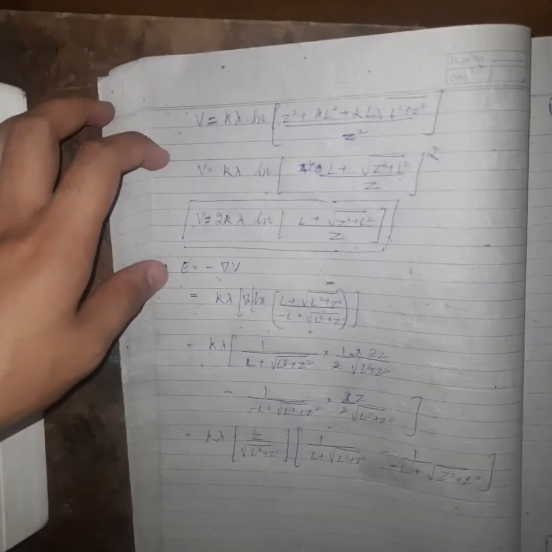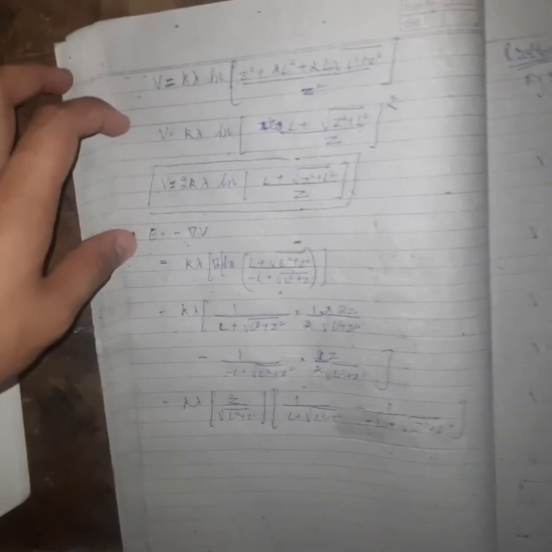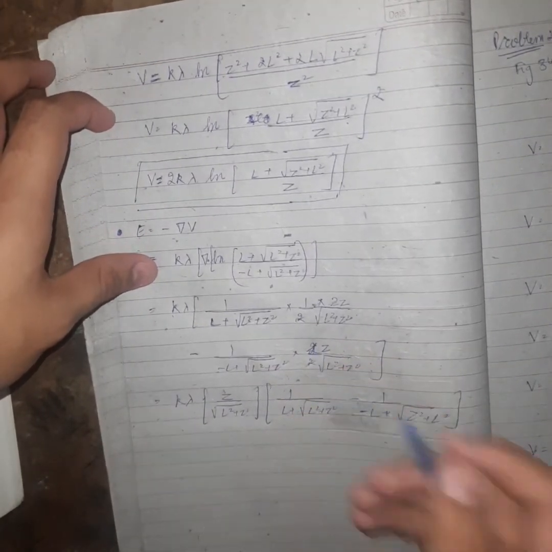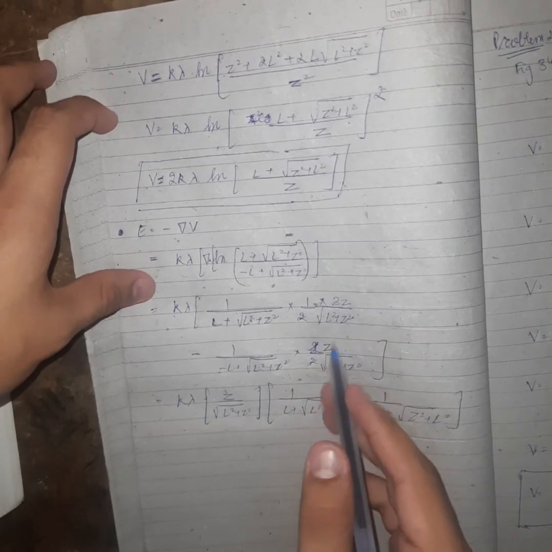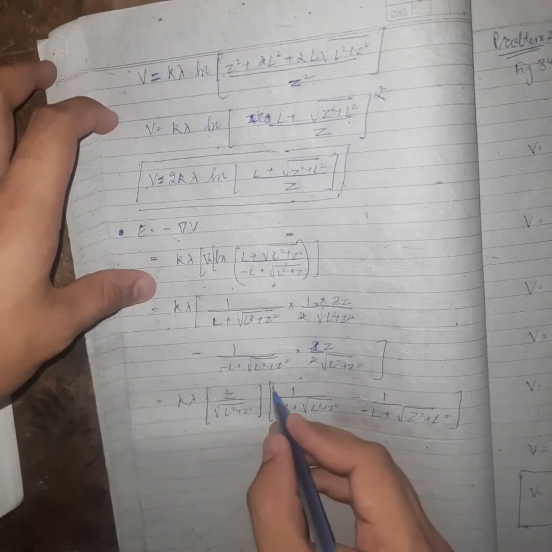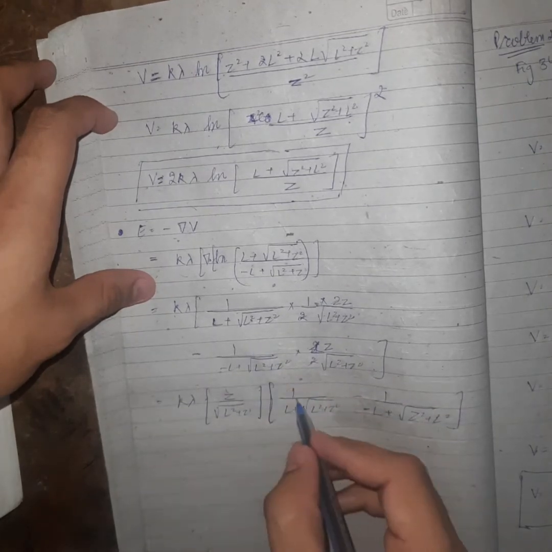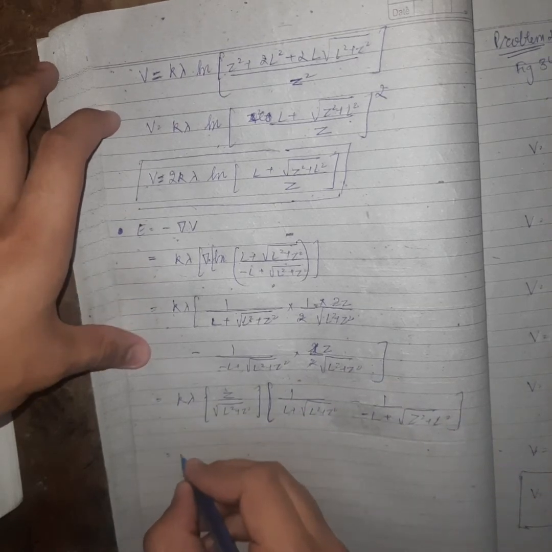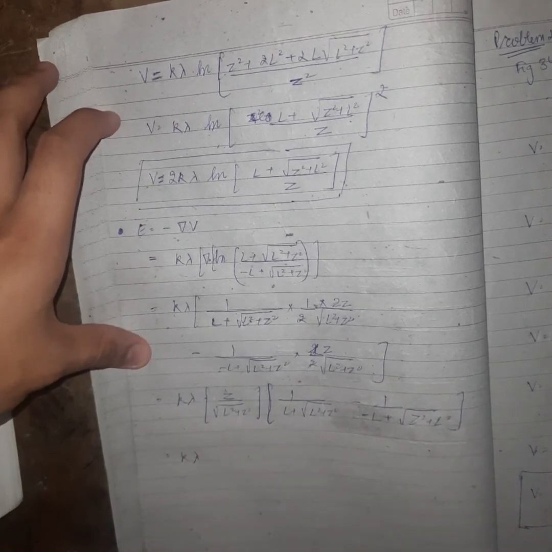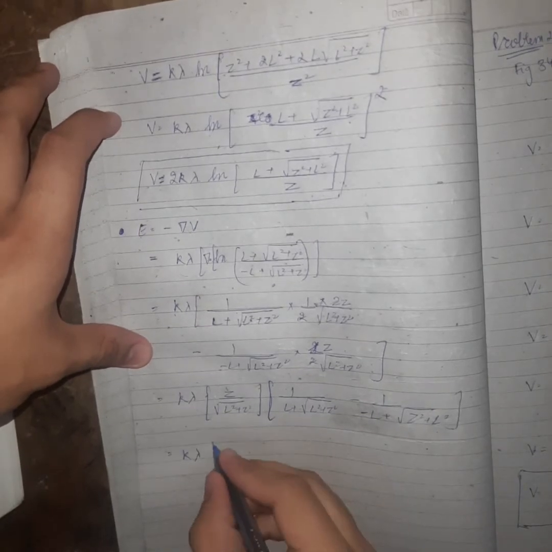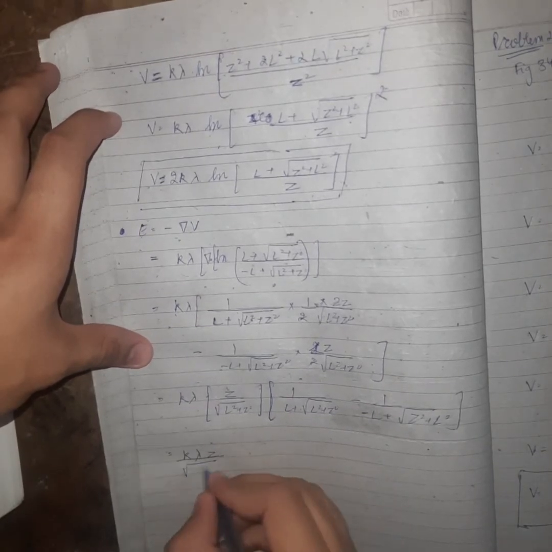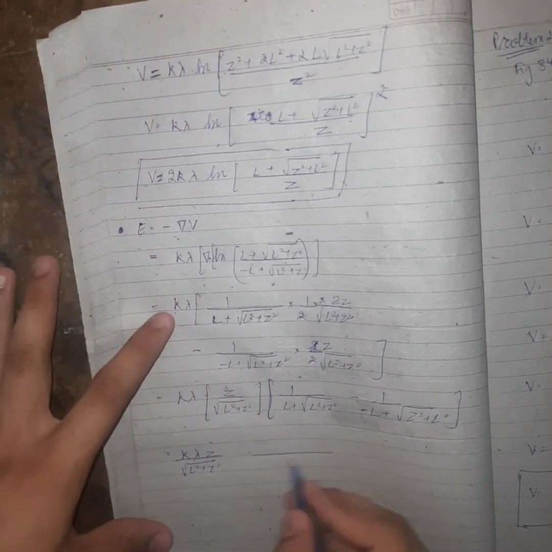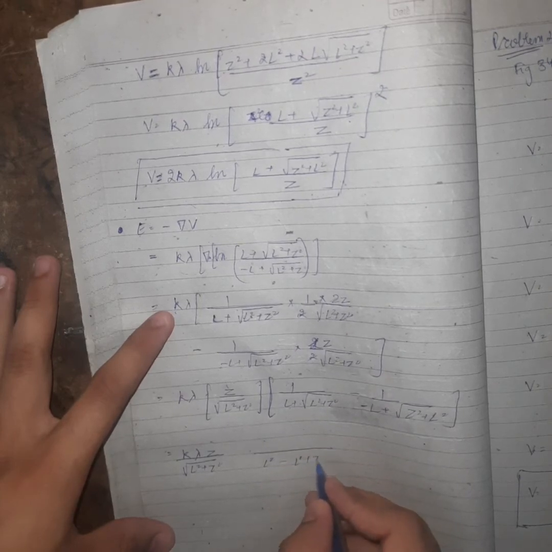I hope it is clearly visible. Let me just focus in a better way. So these two are cancelled, and we have taken z upon under root L square plus z square common, and inside we get 1 upon this term minus this term. So simplifying further, a plus b and a minus b, you get a square minus b square.